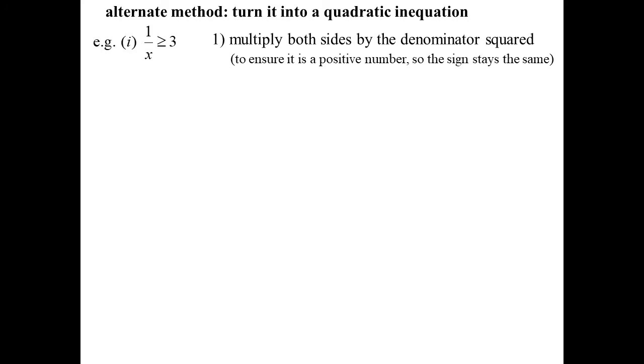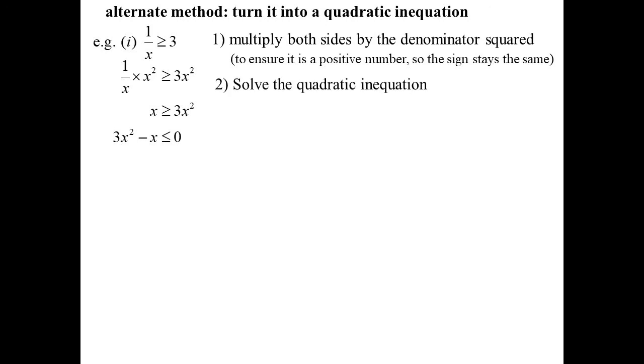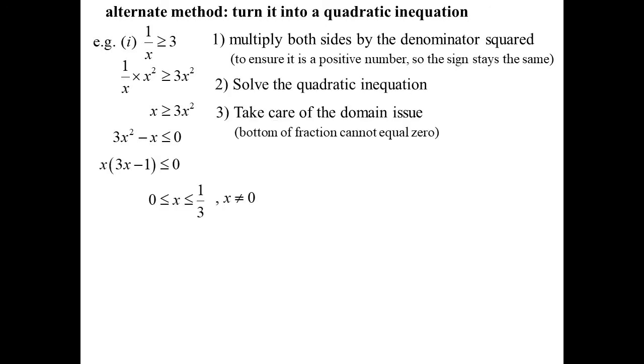If I was to just multiply by the x, I don't know. Is x positive or negative? So does the sign change or not? I don't know. So that's why I've got to multiply by x squared. So I know I'm multiplying by a positive number. So we end up with x is greater than or equal to 3x squared. Move that over, we get 3x squared minus x. There's our quadratic. Solve it. And surprise, surprise, we get the same numbers, 0 and a third, x's in between.